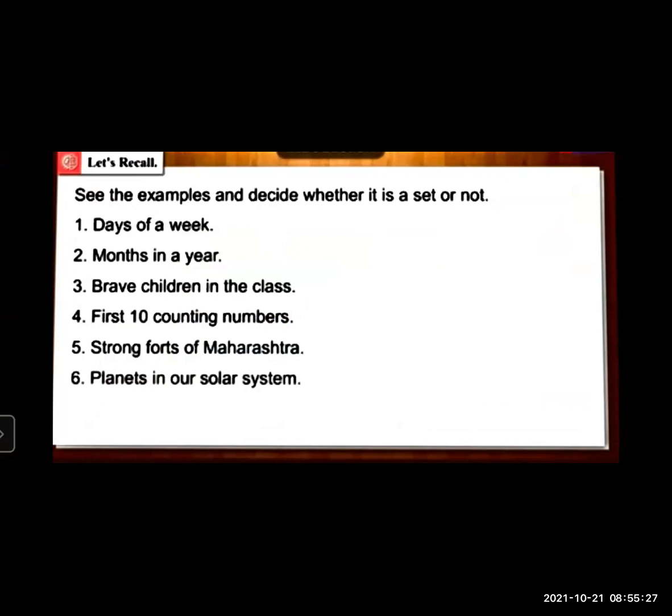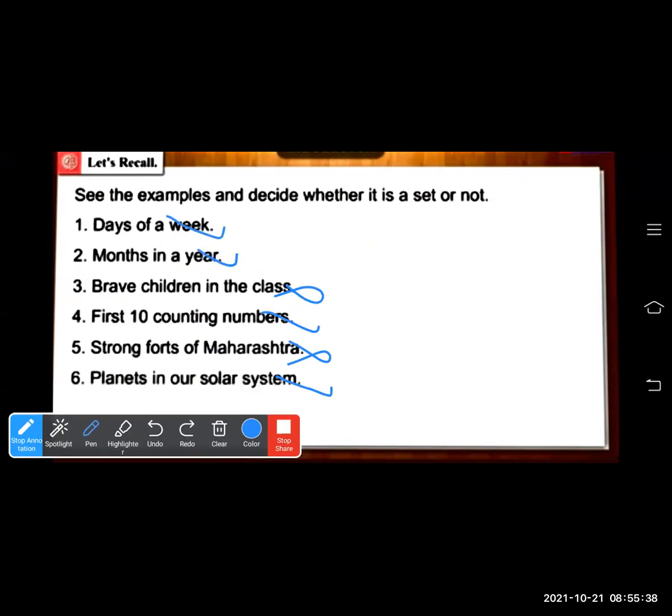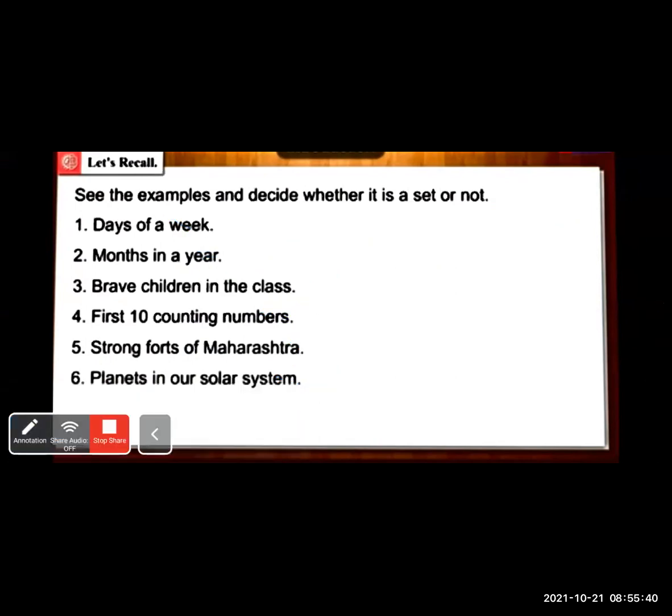Days of a week and months in a year are sets. Brave children in the class is not a set, and strong forts of Maharashtra are not sets. The rest are all sets, as you studied yesterday. Okay. Now let's see next.